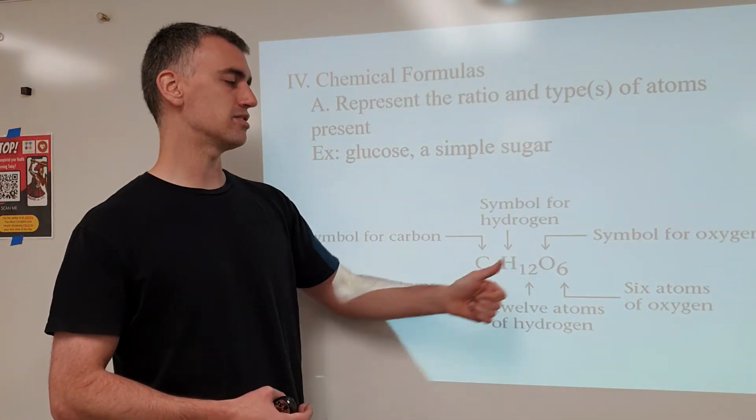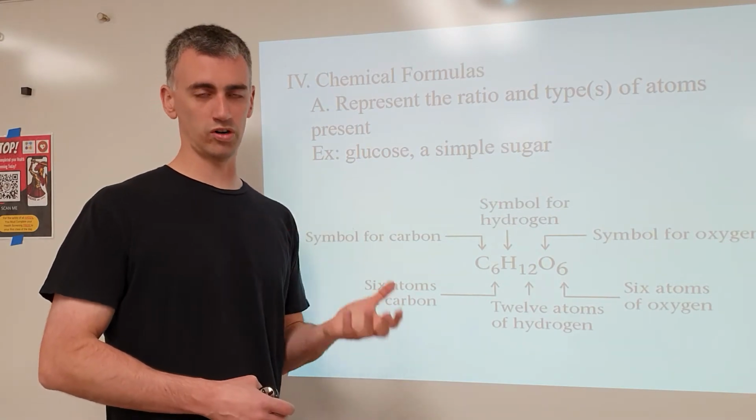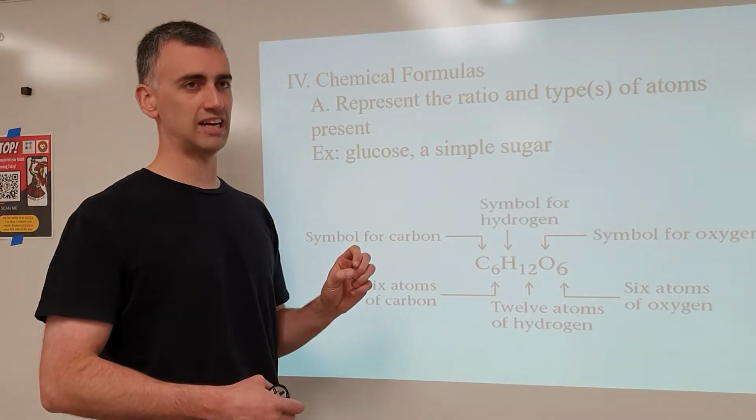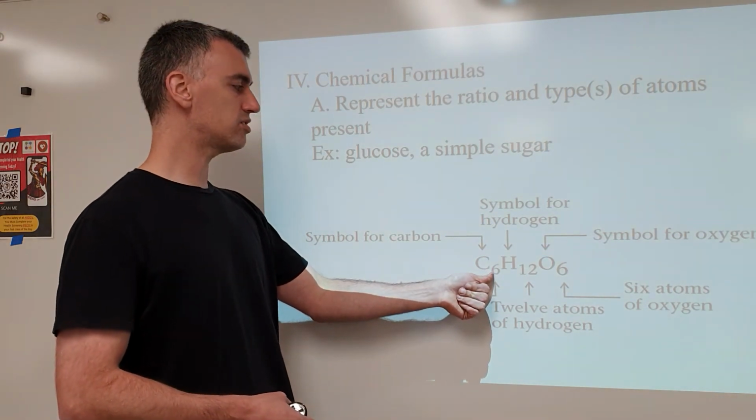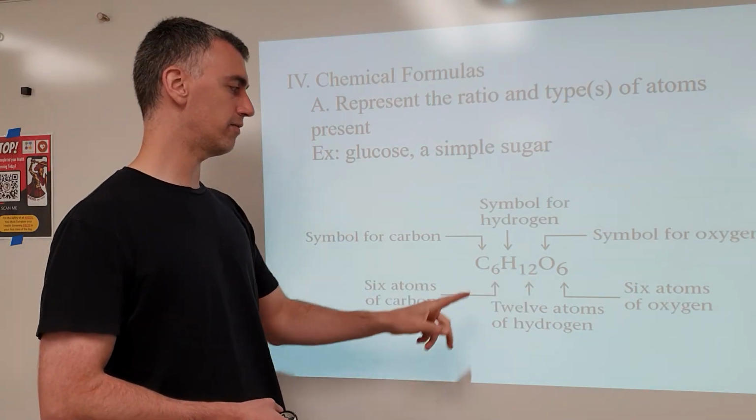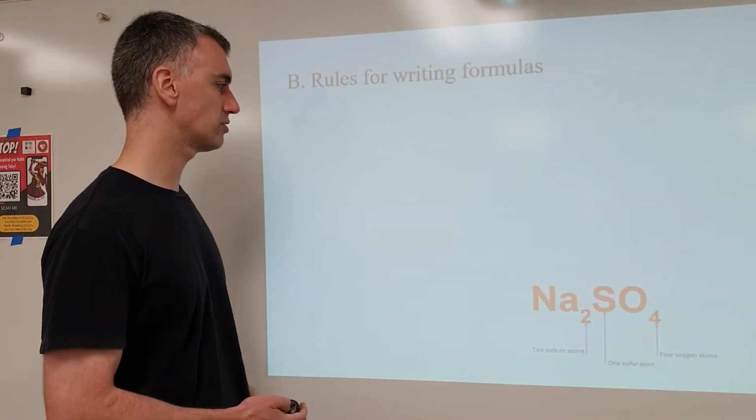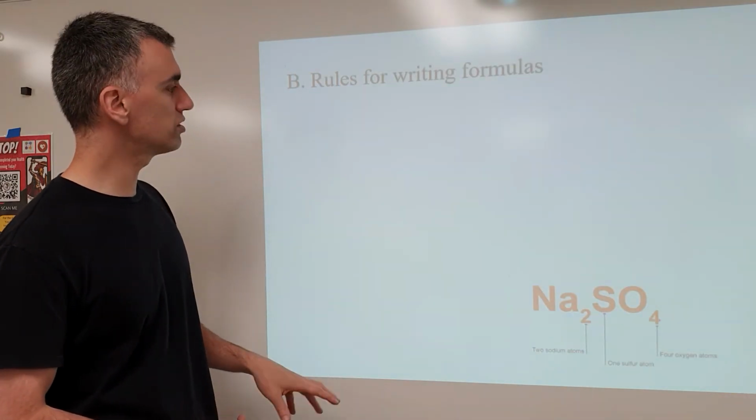Same for the number of hydrogen, same for the number of oxygen. So it doesn't work to write the total number, because atoms are tiny, so if you have enough to see, it's a gigantic number. So what that means is we just do the ratio of how they compare to each other. So, rules for writing formulas.